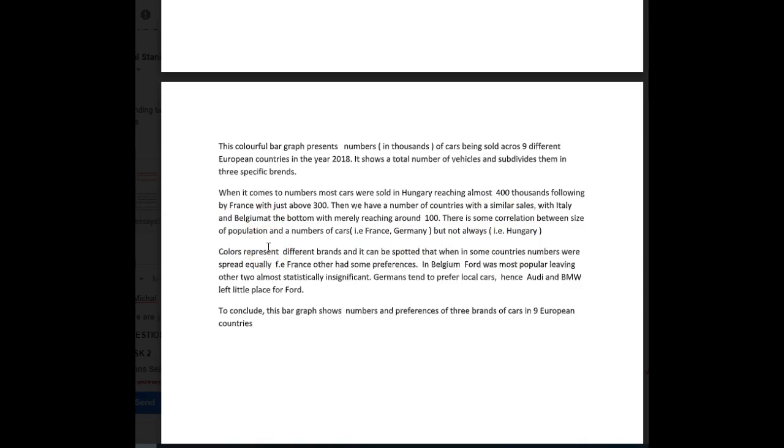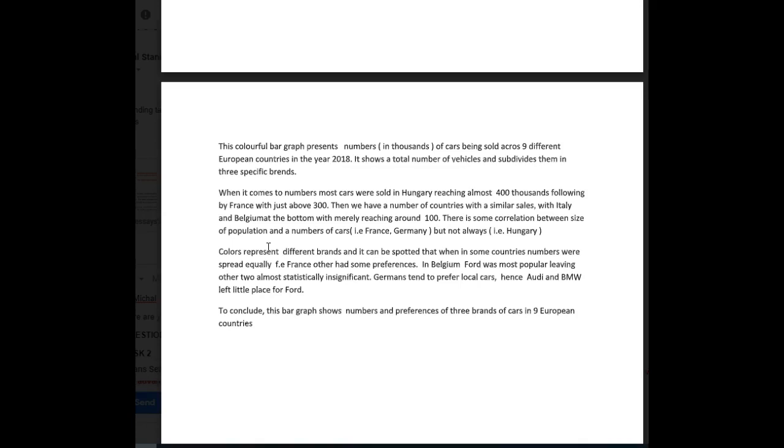Colors represent different brands, and it can be spotted that when some country numbers were spread equally, for example, please write out, for example. Don't assume, I mean, it's not a common abbreviation, FE for example. All right, just write the word out. It's an academic essay. So, some countries' numbers were spread equally. For example, France had some other preferences. I have no idea what this means. Let's try it again. Colors represent different brands, and it can be spotted that when in some countries numbers were spread equally, France had some preferences. Okay, we have to fix that completely.